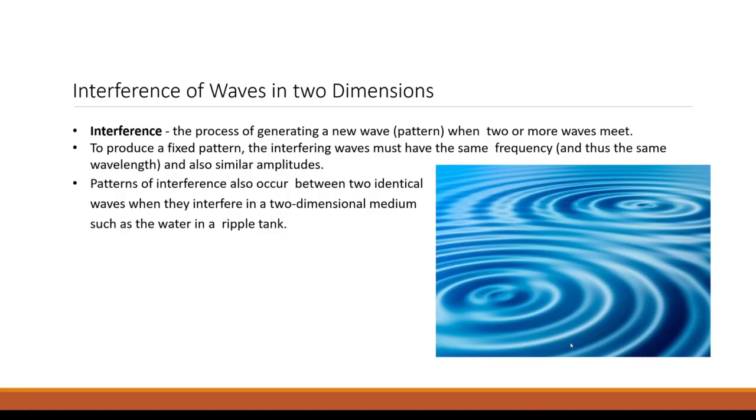So interference is the process of generating a new wave pattern when 2 or more waves meet. To produce a fixed pattern, the interfering waves must have the same frequency and thus same wavelength, as well as similar amplitudes. Otherwise, the pattern will be indistinguishable. Patterns of interference also occur between 2 identical waves when they interfere in a 2-dimensional medium, such as water in a ripple tank.